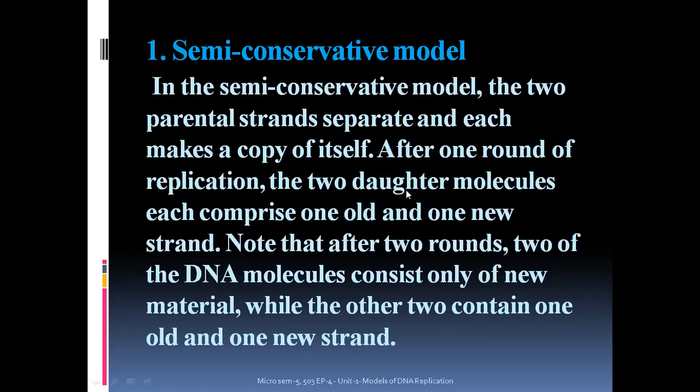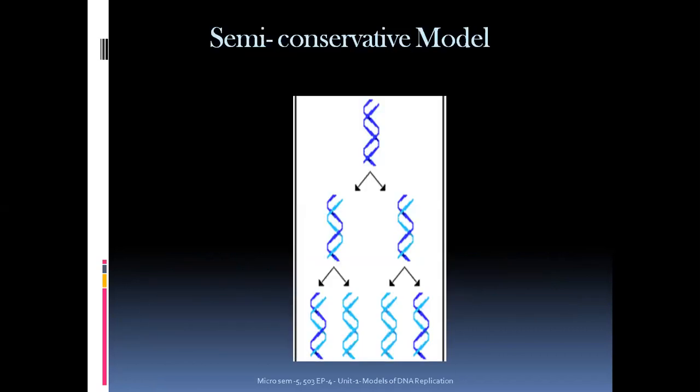After one round of replication, the two daughter molecules each comprise one old and one new strand. Again, I'm repeating that after one round of replication, once replication is done, the two daughter molecules which have been formed comprise one of the previous, that is the old strand, and another that is a new strand. See, this is the first round of replication. So after this, what is happening?